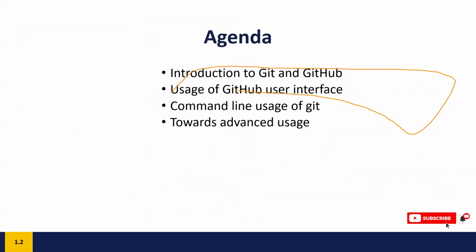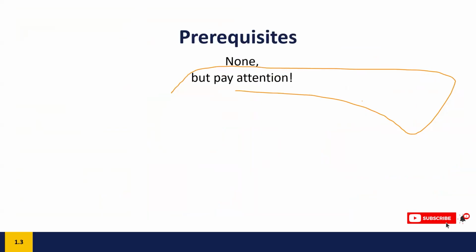Okay. So what is the agenda? Introduction to Git and GitHub. The agenda is introduction to Git and GitHub, usage of the GitHub user interface, and command line usage of Git, how we can execute the commands in Git through the command line, towards advanced usage. We'll show you guys.